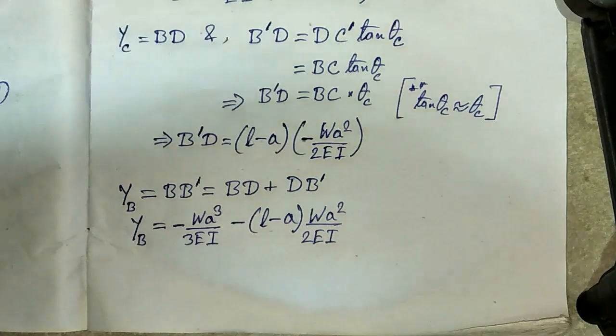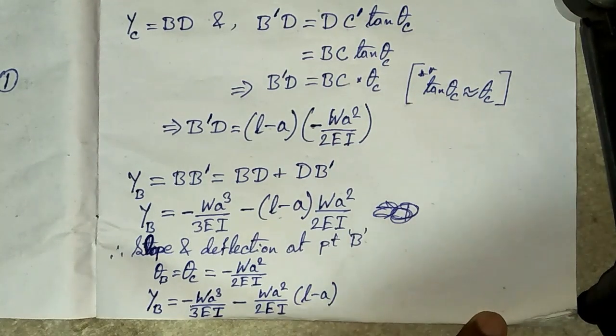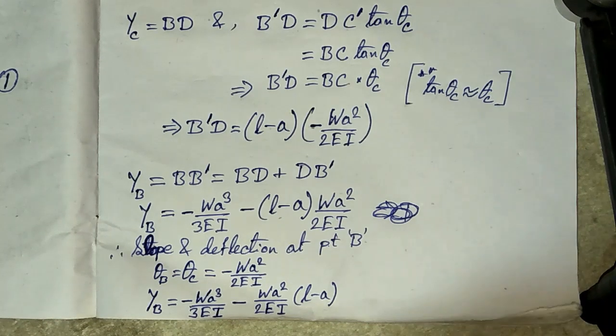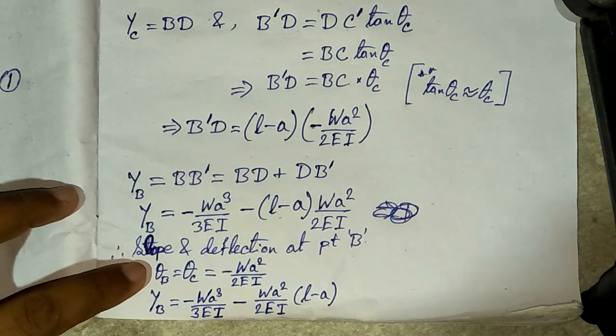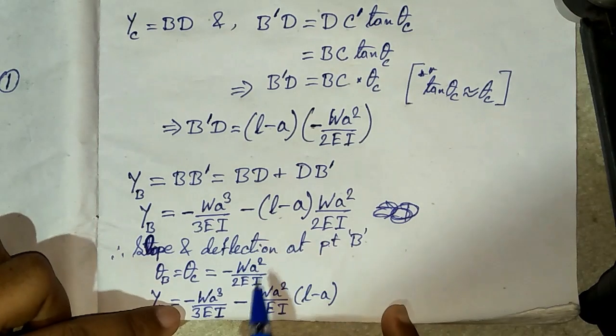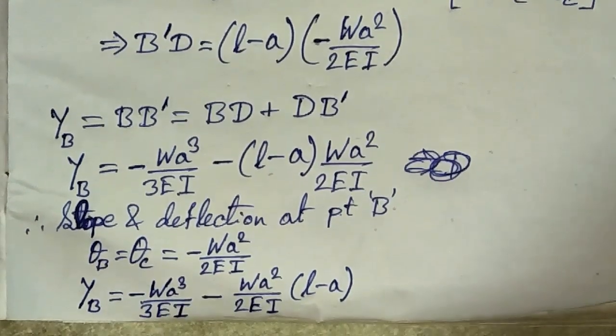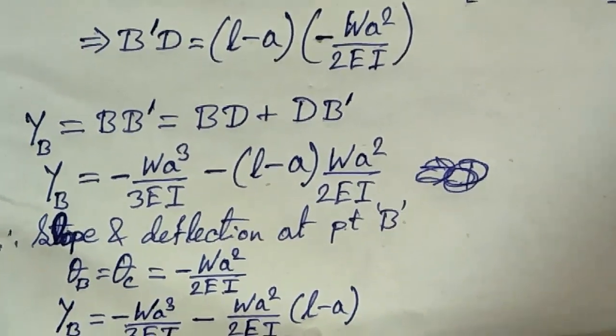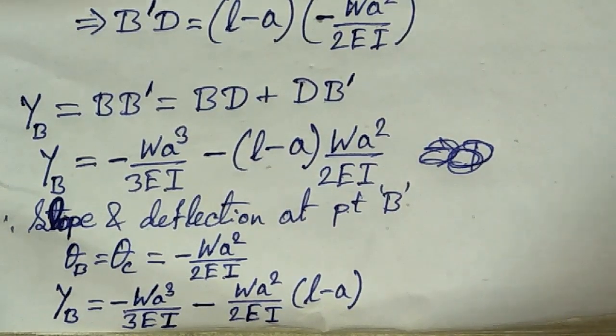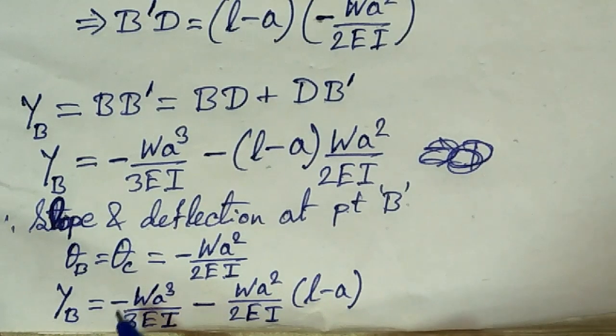So the slope and deflection at point B: the slope is theta B equals theta C equals W A square by 2EI. This is W A square by 2EI, and this is the slope. The deflection at point B is minus W A cube by 3EI minus W A square by 2EI into (L minus A).